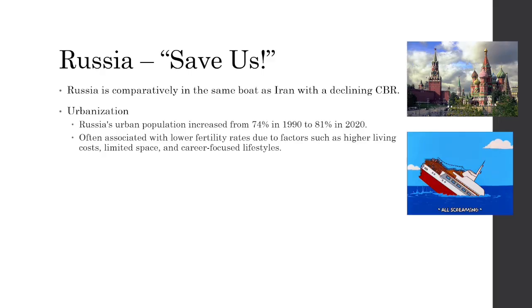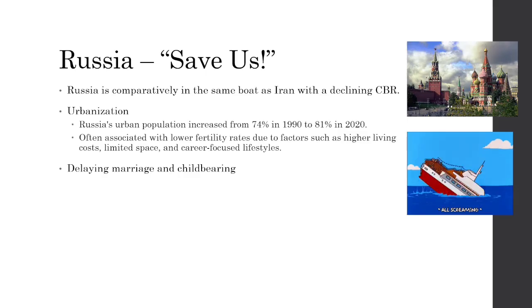Now, urbanization, as we discussed, is often associated with lower fertility rates due to the higher standard of living, the higher costs of living as a result, limited space because people are going to live in apartments and not multi-acre housing, which we don't really have in America anymore, and career-focused lifestyles. They don't care about children as much anymore.